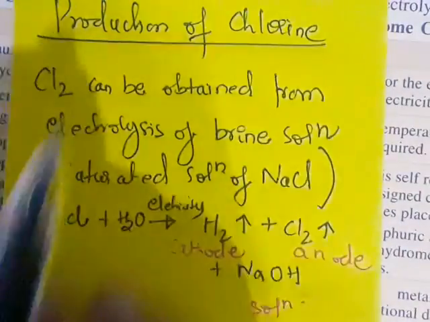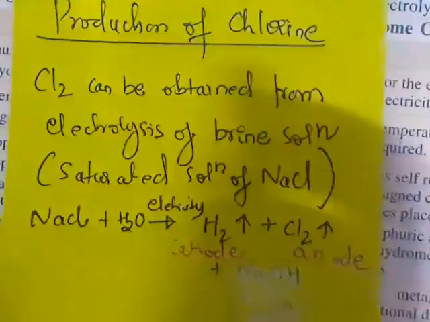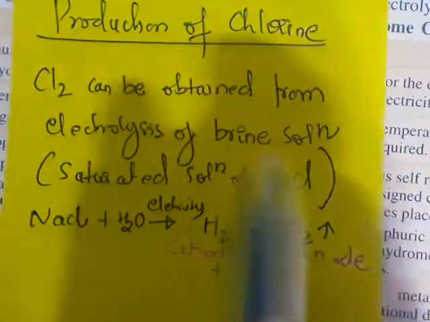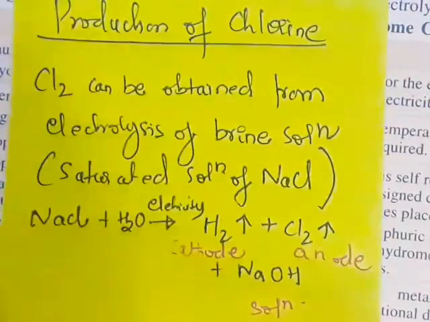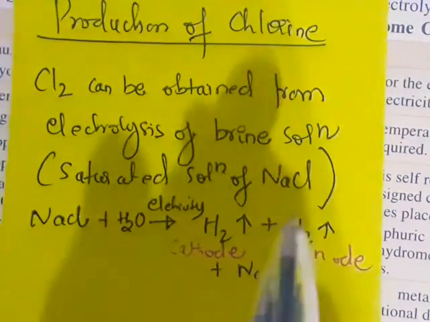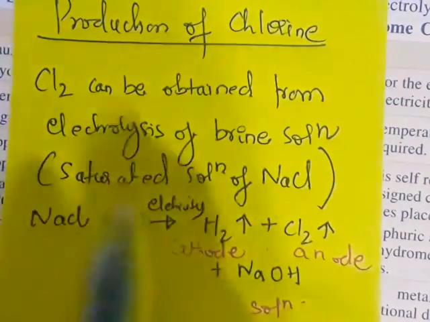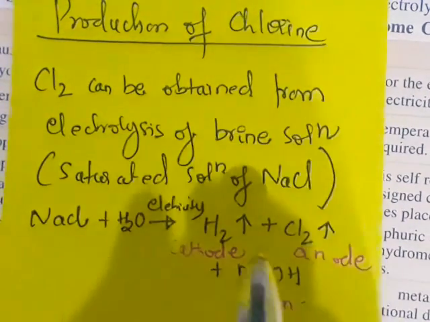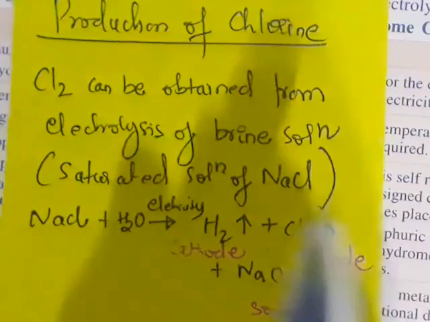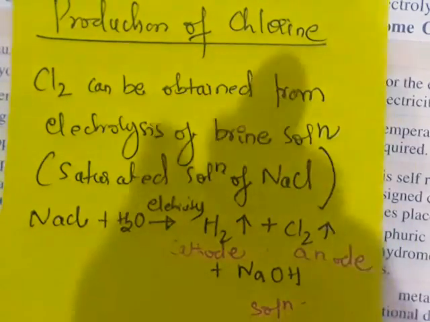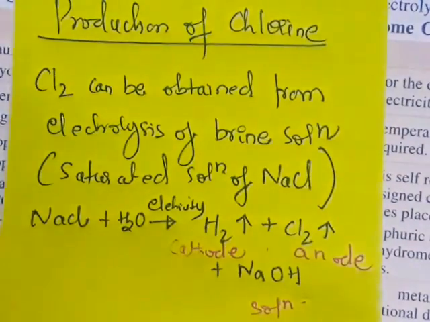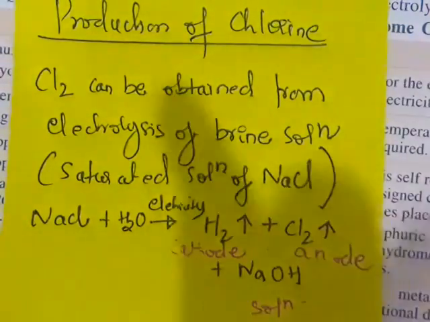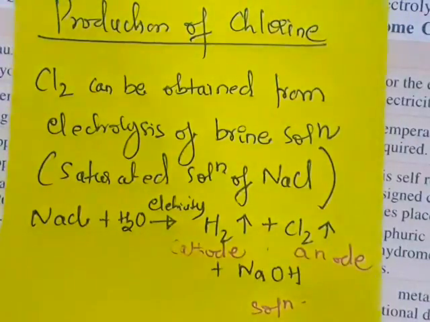Now last is production of chlorine. This we have already discussed. Chlorine can be obtained from electrolysis of brine solution. Now what is brine solution? A saturated solution of NaCl. When you pass electricity through the NaCl solution, what are you going to get? Hydrogen gas at the cathode, chlorine gas at the anode, and sodium hydroxide. This will remain in the solution. So this is how production of chlorine is done through the process of electrolysis. So thank you.